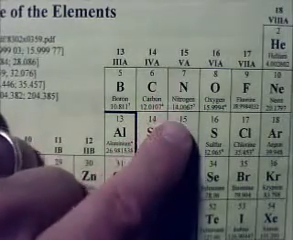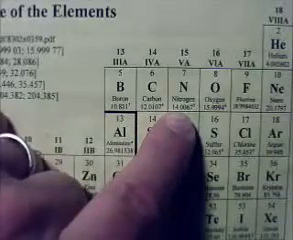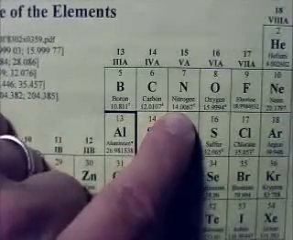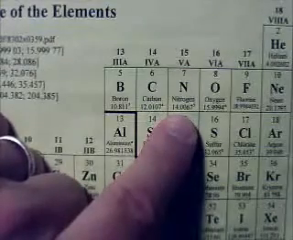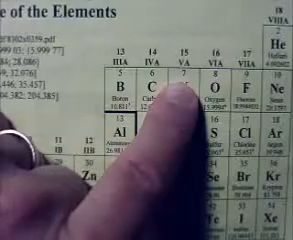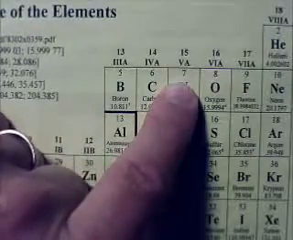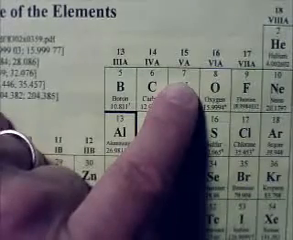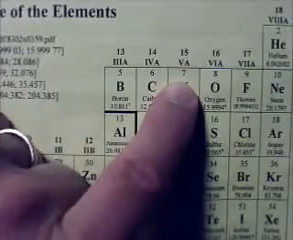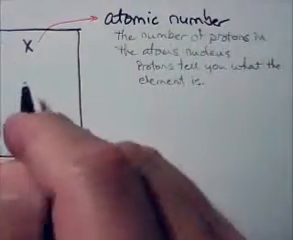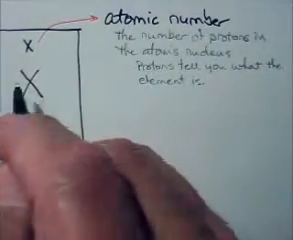All right? Now, nitrogen atoms can have different mass numbers, and the number at the bottom down here is the average atomic mass. But they can't have a different atomic number. Okay? You have to have 7 protons if you're going to have the element nitrogen. Okay? All right. So the next thing on there is the element symbol.